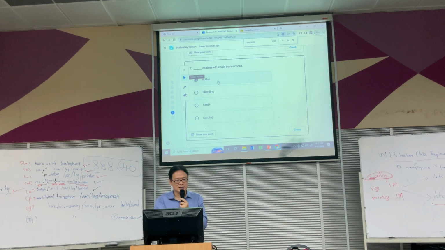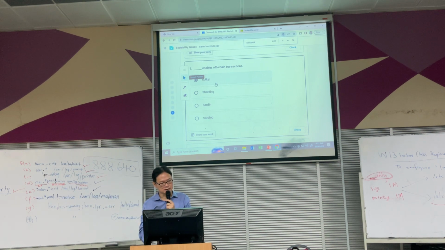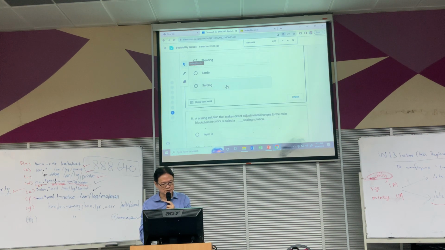So remember, rollup is a very good example of a layer 2 scaling solution that will enable off-chain transaction. This is what we want. We want to upload our transactions to another network to perform off-chain transactions. We don't want to handle the transaction on the mainnet. The answer is rollup.